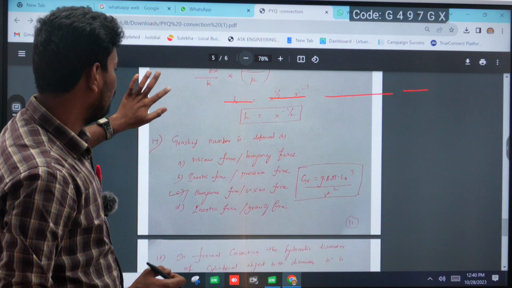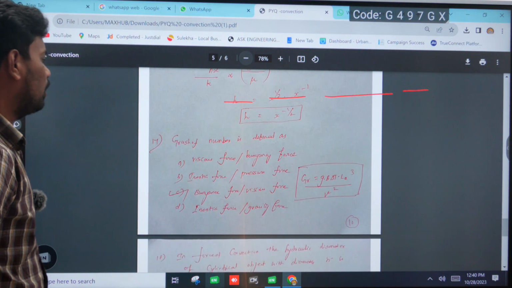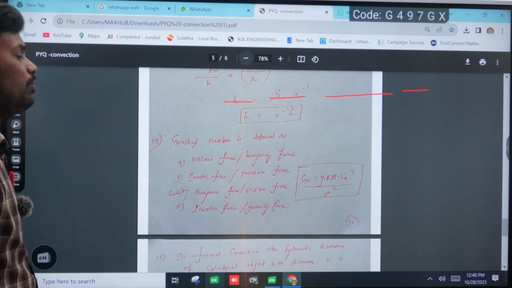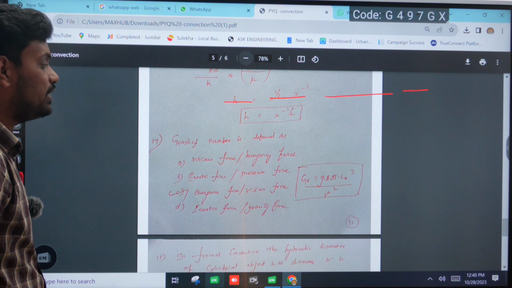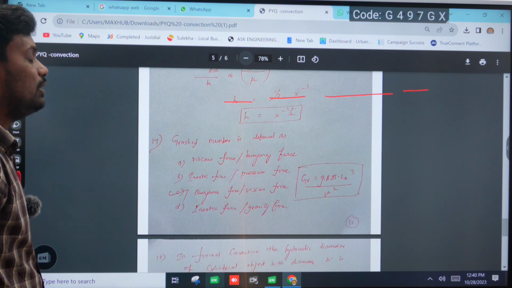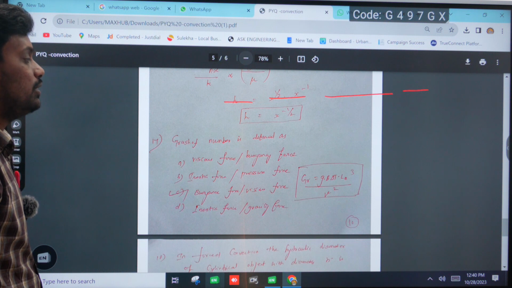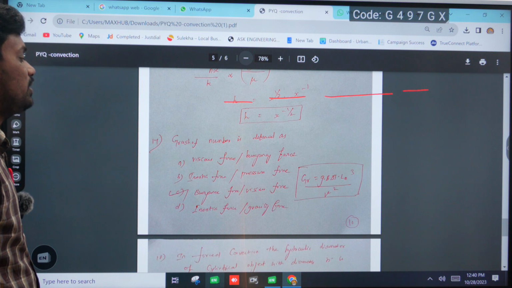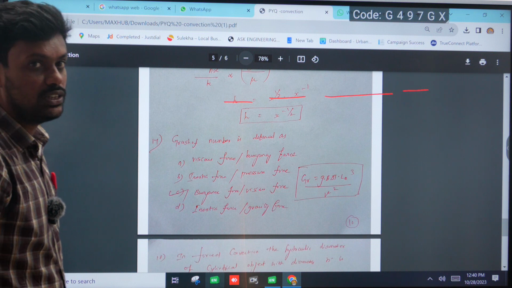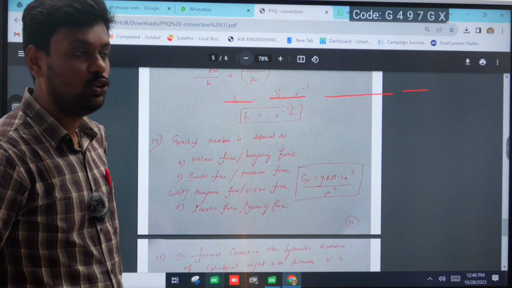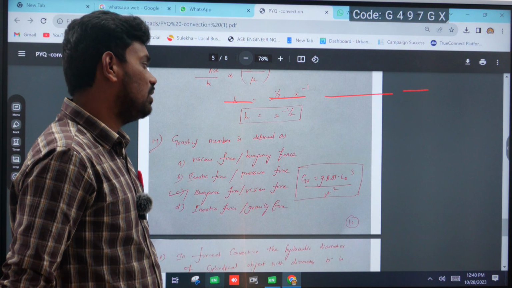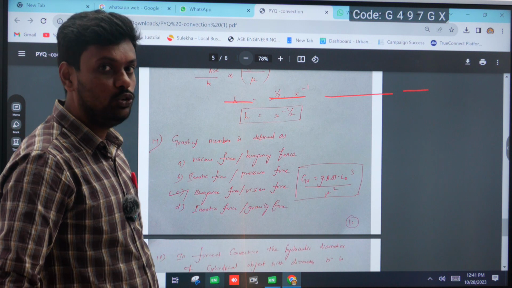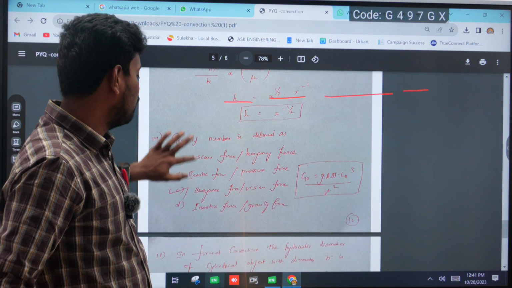Next, the Grashof number. The Grashof number is the ratio of buoyancy force to viscous force, and the formula for that is g beta delta T Lc the whole cube by kinematic viscosity nu square. Just remember the formula and the definition. Sometimes they will ask the formula also, which is Grashof number equals g beta delta T Lc cube by kinematic viscosity nu the whole square. That is the Grashof number formula.